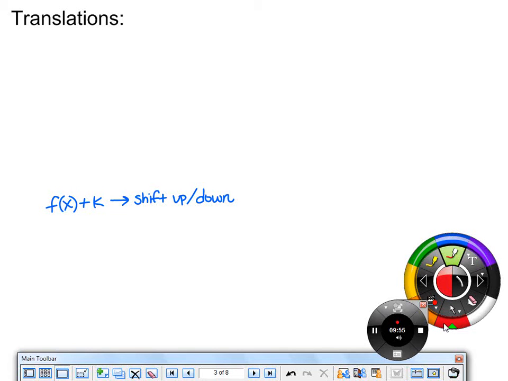Okay? And then we have this idea, when that H shows up being added or subtracted from our x, then that's going to shift us left or right. Okay? So this red one, because it's shifting left or right, the one we wrote in red about H, this is considered a horizontal translation. Okay?